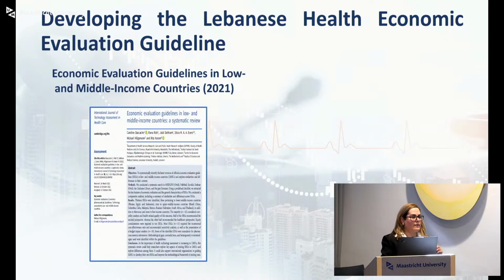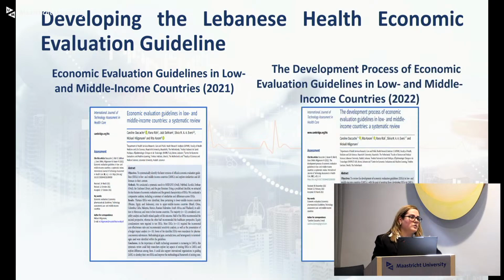To search for evidence, we conducted 2 systematic reviews. The first one was the Economic Evaluation Guidelines in Low and Middle Income Countries, published in 2021. The second one was the development process of these EEGs, published in 2022.